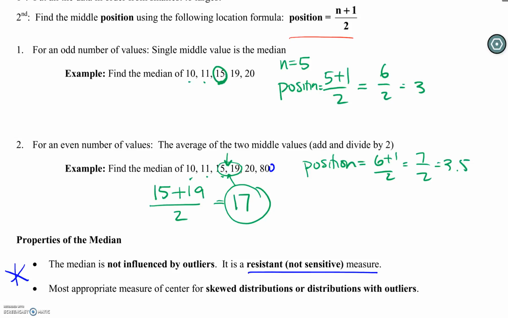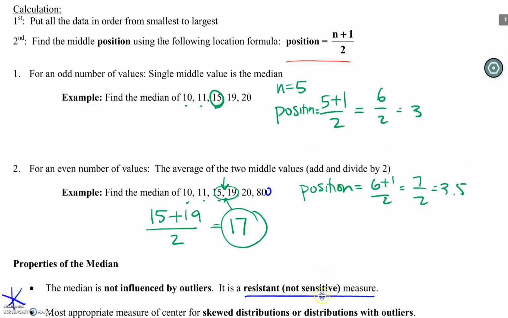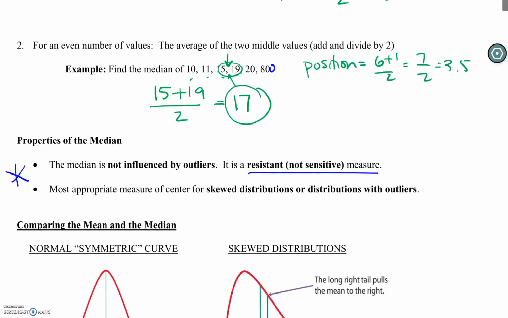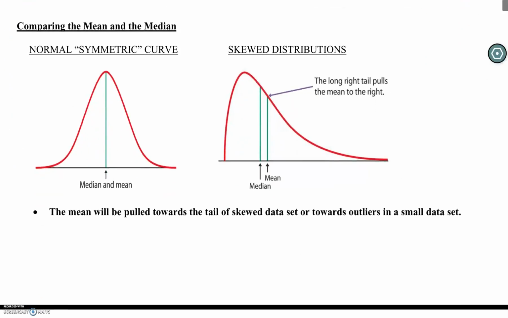So again, this is the thing I like to test on. What should we be using for this data set? Should we use the mean or the median to talk about the center of it? And it's all about whether we have pretty data or ugly data. The other thing I love to test on is the difference between these and what the effect of an outlier or a skew might have.